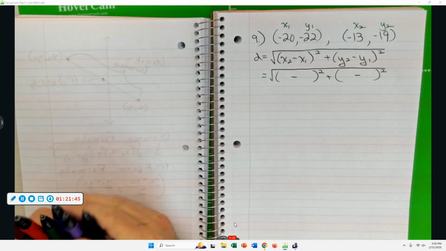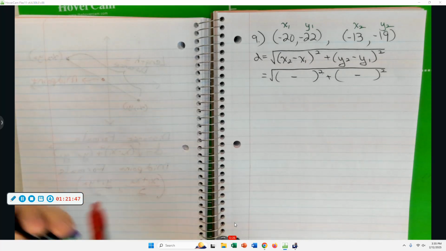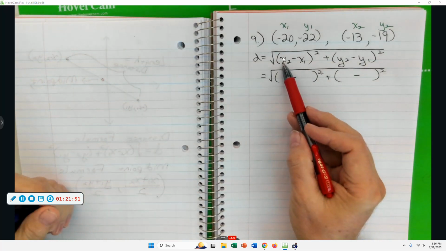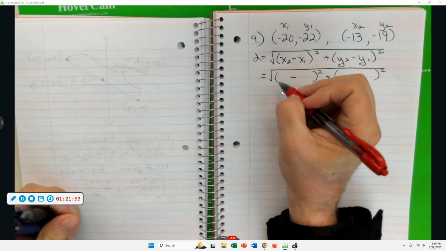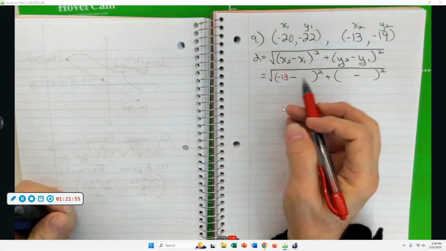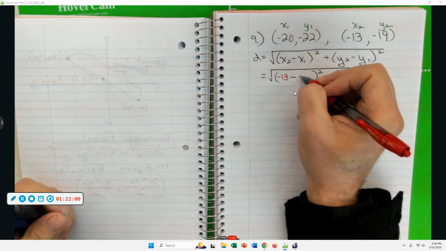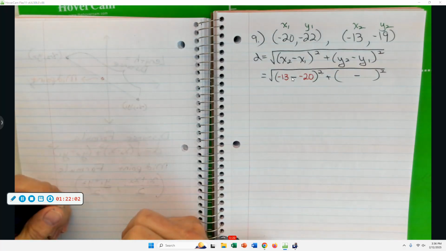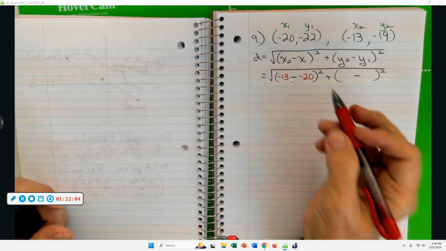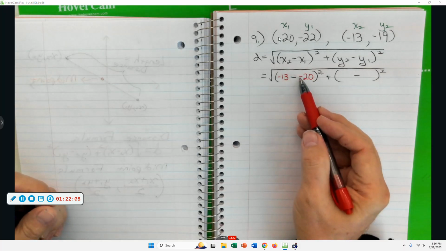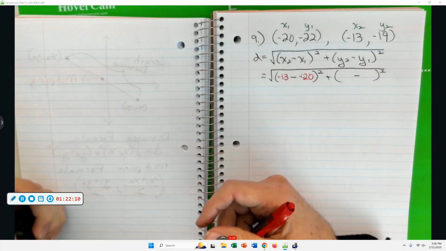Okay, I'll use red. Okay, is that what you said? Yes. x2 is -13. Be careful. Minus x1 is a -20. Y'all see why I'm saying you got to be careful? Watch out for the minus from the formula. And that minus there, we're gonna have to simplify that in a moment.